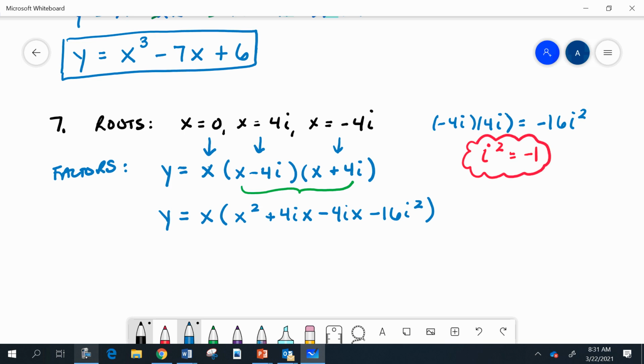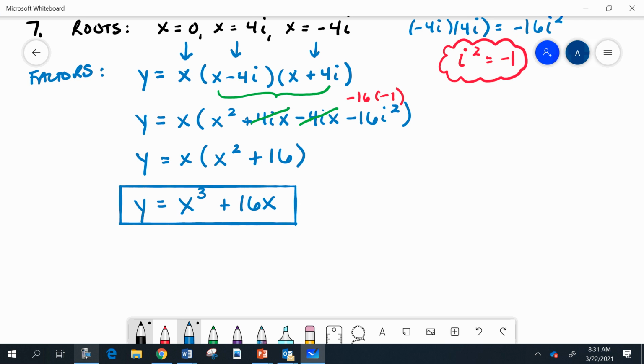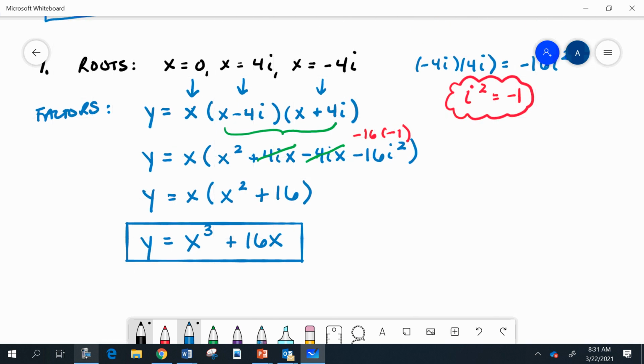Okay, so let's simplify before we distribute this x. And what I see is that -4ix and +4ix cancel, and we end up with -16 times -1, which is going to make this x squared plus 16. Finally, we distribute that last factor x, and the result is x cubed plus 16x. And so again, we just wrote a polynomial in standard form given the roots.